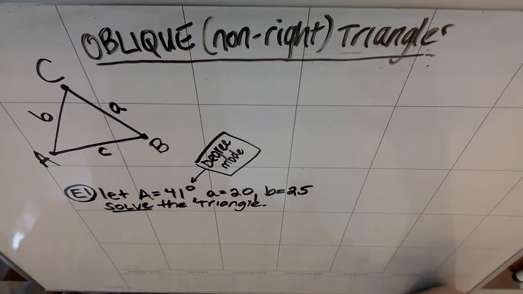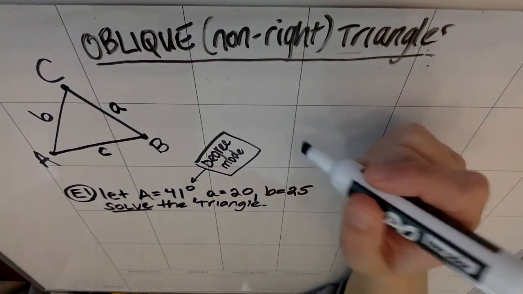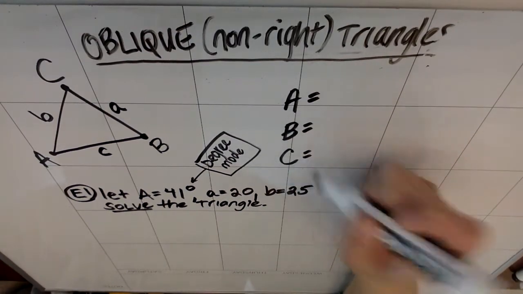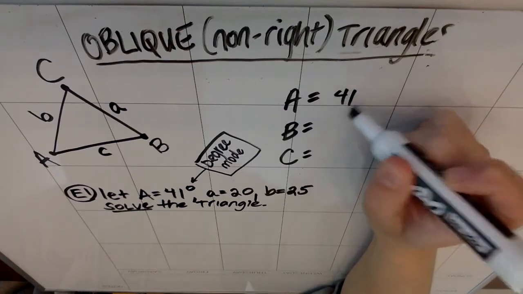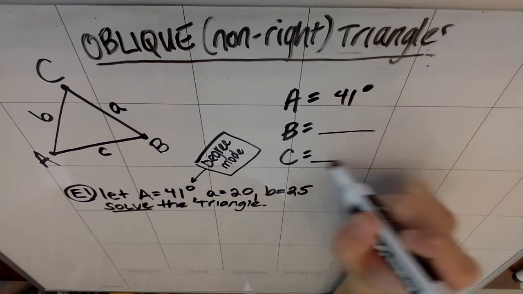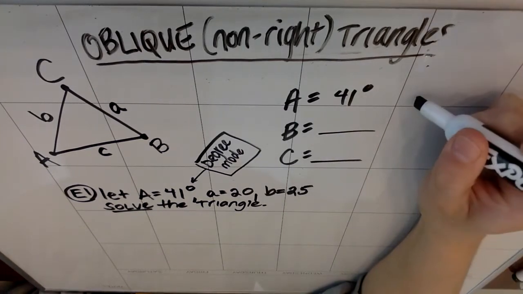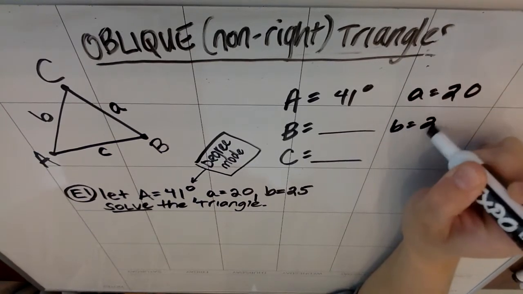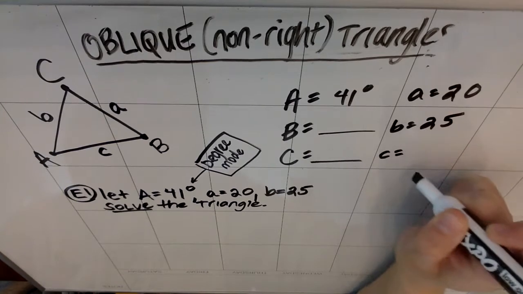So again, the first thing I do, and you don't have to start here, but I make a list of A, B, C, right? And I list what I know. I know A is 41 degrees. I do not know B. I do not know big C, right? Those are my angles. I know little a is 20, right? I know little b is 25. I do not know little c, right?